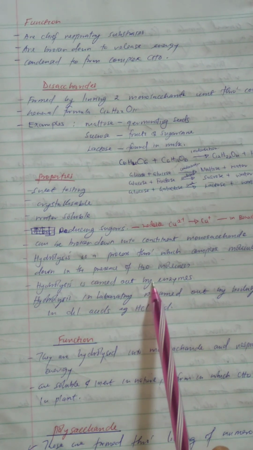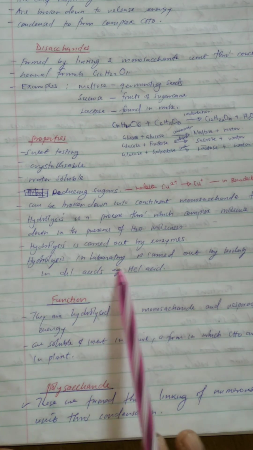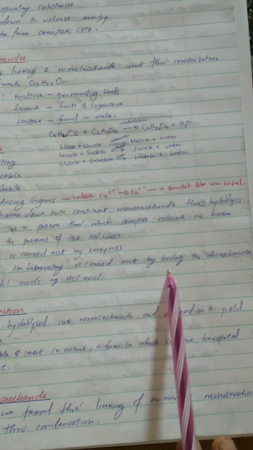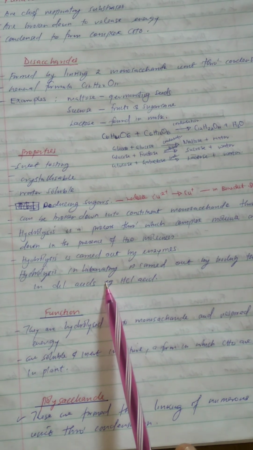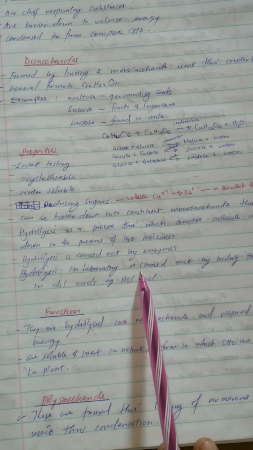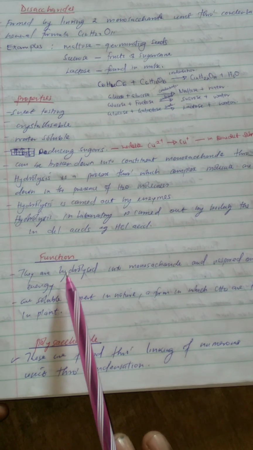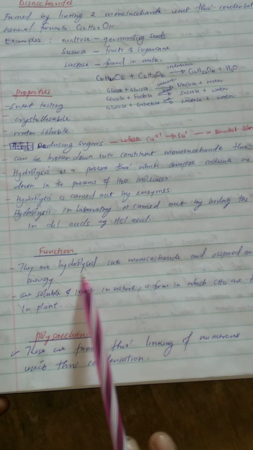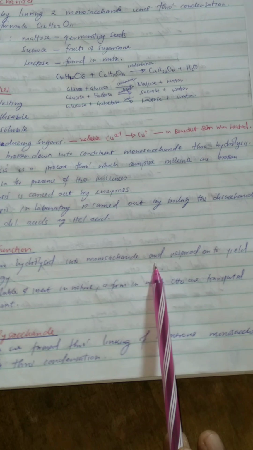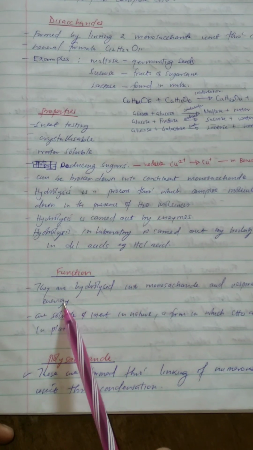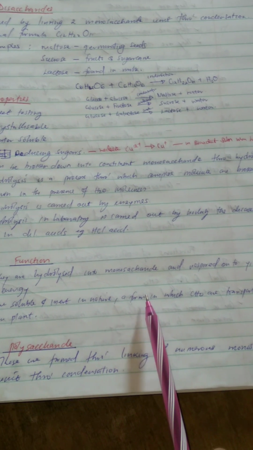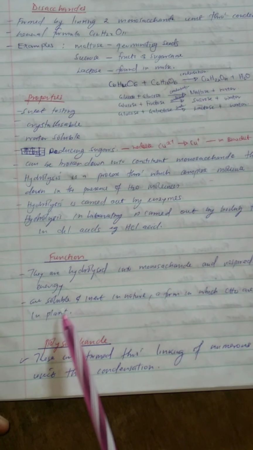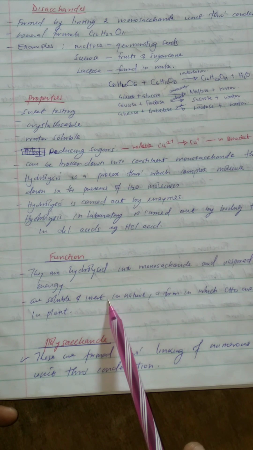Hydrolysis is carried out by enzymes biologically, but hydrolysis in the laboratory is carried out by boiling the disaccharide in a dilute acid, for example, hydrochloric acid. So what are the functions of disaccharides? 1, they are hydrolyzed into monosaccharides and respired to yield energy. And 2, they are soluble and inert in nature. And this is a form in which carbohydrates are transported in most plants.